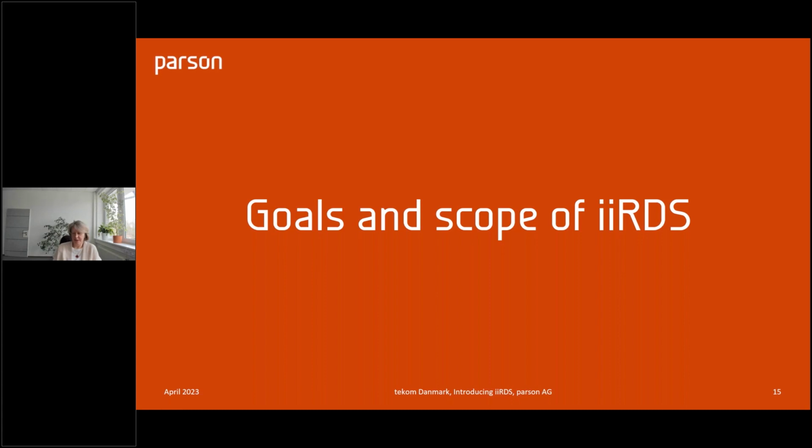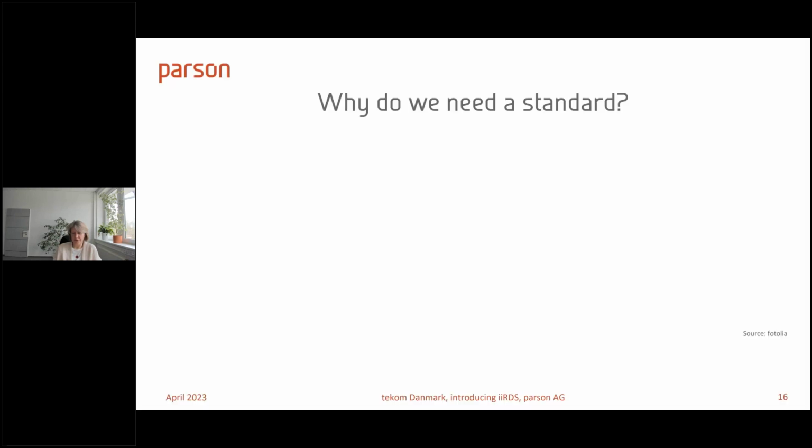So what is iiRDS? Why did we develop this standard, and what's its scope? If we talk about intelligent information, we said, okay, let's split up our technical documentation into topics. We deliver HTML, and then we just put it out in the world and people can use it. Why should we use a standard?